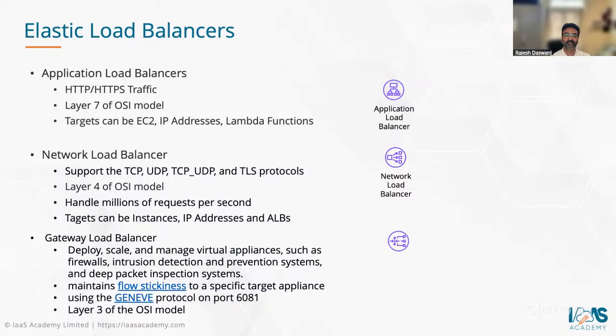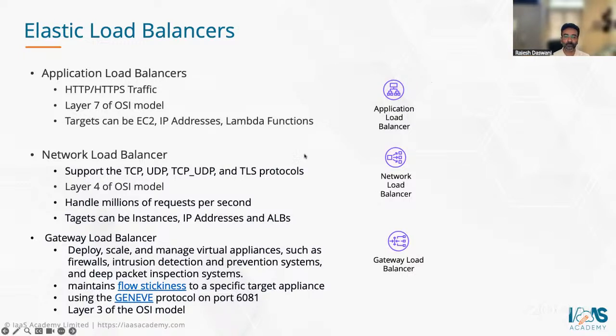And then you have the gateway load balancer, which is designed for deploying, scaling and managing virtual appliances like firewalls, intrusion detection and prevention systems, and deep packet inspection systems. It uses the Geneve protocol on port 6081, and it operates at layer 3 of the OSI model. So the gateway load balancer is designed to help you distribute traffic across third-party AWS Marketplace provisioned gateway services or gateway virtual appliances like firewalls and IPS and IDS systems.